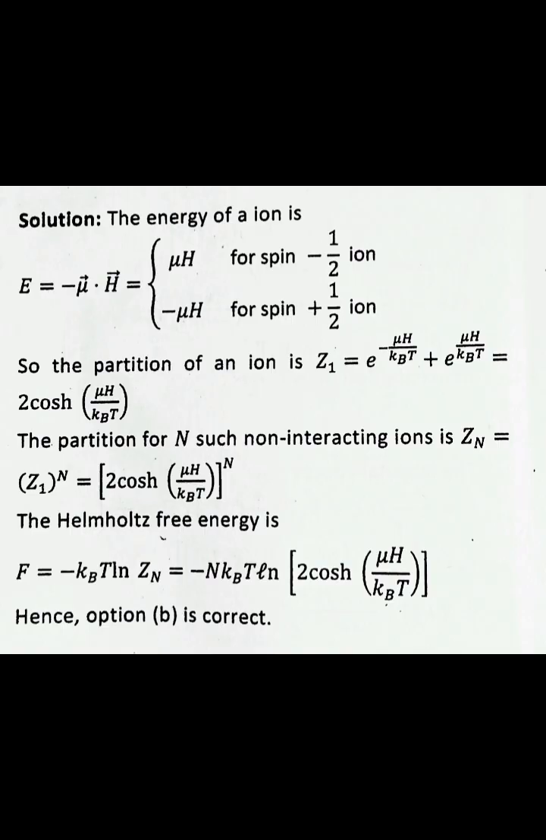So the partition function for n such non-interacting ions is Zn = Z1 raised to n, which is equal to (2 cosh(mu H/kBT)) raised to n. So the Helmholtz free energy is F = -kBT ln Zn, which is equal to -n kBT ln(2 cosh(mu H/kBT)). So the answer is option B.